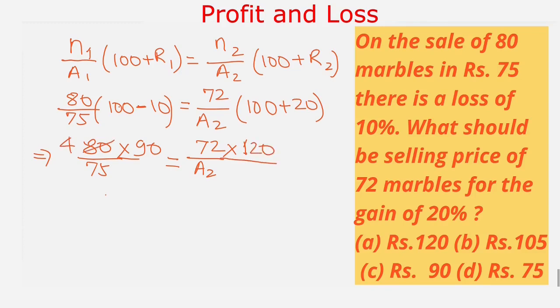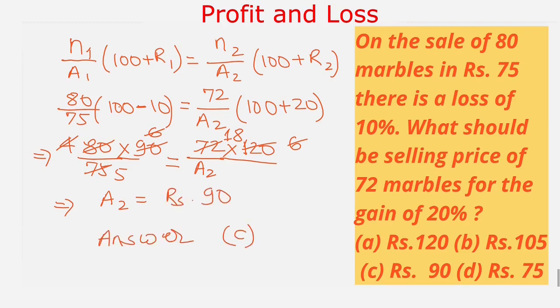20 cancels 80 for 4 times and 120 for 6 times. 15 cancels 90 for 6 times and 75 for 5 times. 6 on the left hand side is cancelled with 6 on the right hand side. 4 cancels 72 for 18 times. Now by cross multiplication, A2 equals 18 times 5, which is 90. That is A2 equal to rupees 90. And from the given options, our answer is option C.